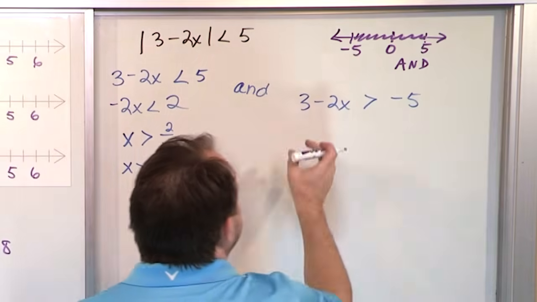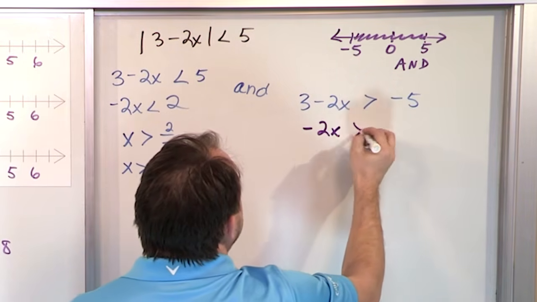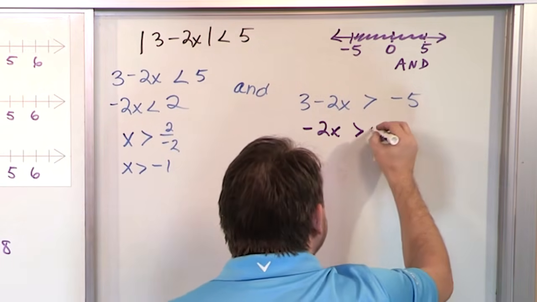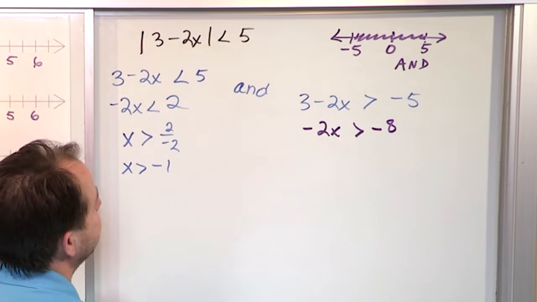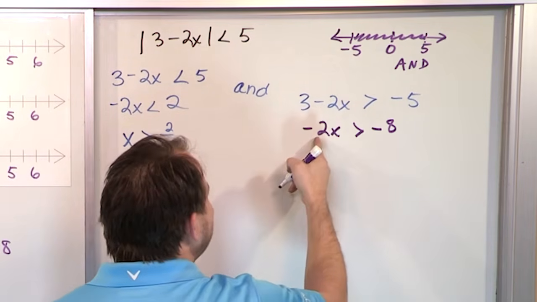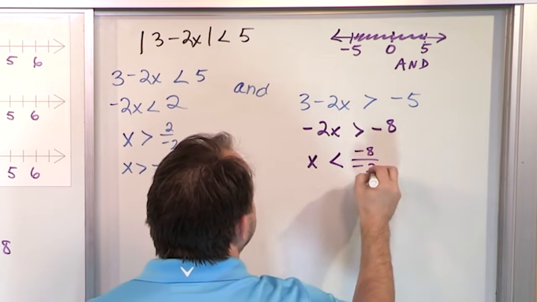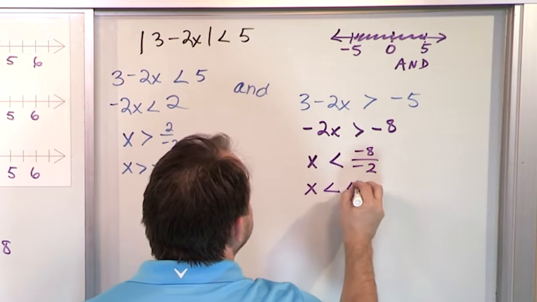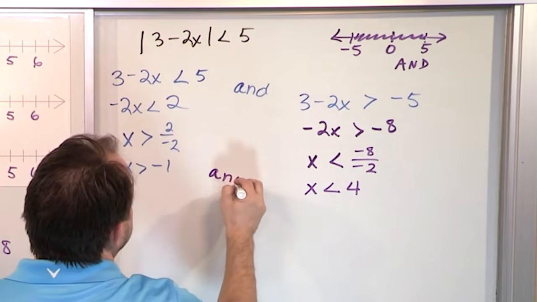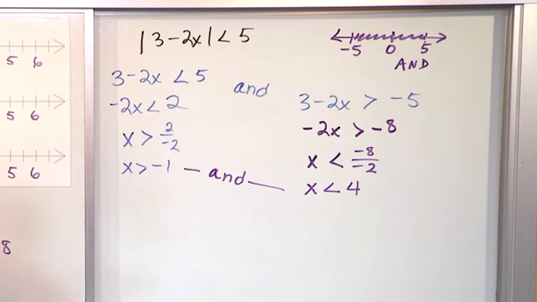The other half of the answer will be over here. Move the 3 over here by subtraction. Negative 2x greater than, what is negative 5 minus 3? Negative 5 minus 3 will be negative 8, right? Now we get x by itself, but we divide by negative 2, so we have to flip the direction of our arrow. Negative 8 divided by negative 2, so x will be less than positive 4. And since there's an "and" here, this is joined by an "and" as well. Both of them have to be true in order to form a line segment like that.